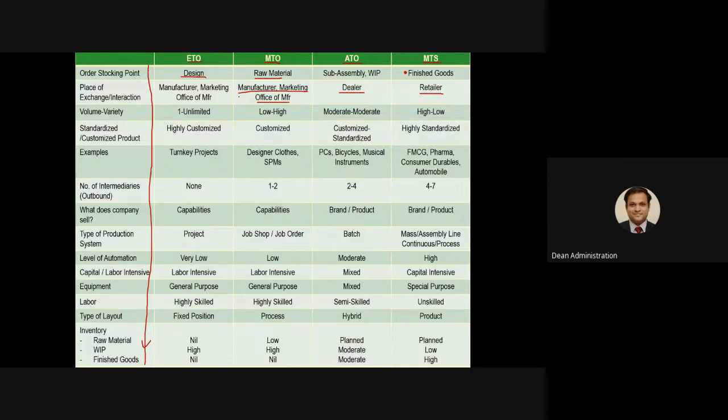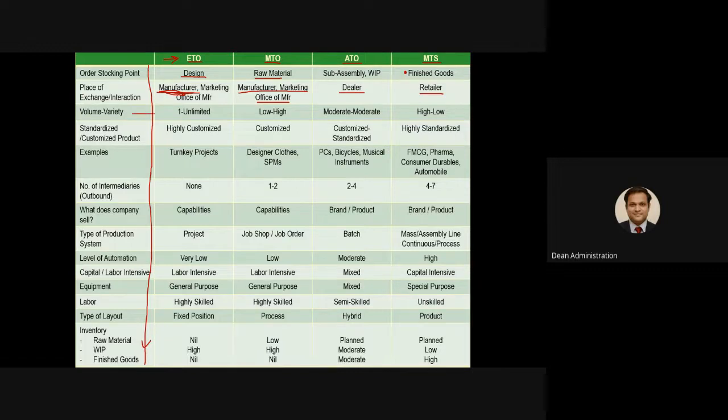And here it would be more of the designer. Manufacturer is written here, but it would be more of the design department of the manufacturer. So that's where you would have to go. And this type of manufacturing will come under project type of manufacturing. So we will see that.